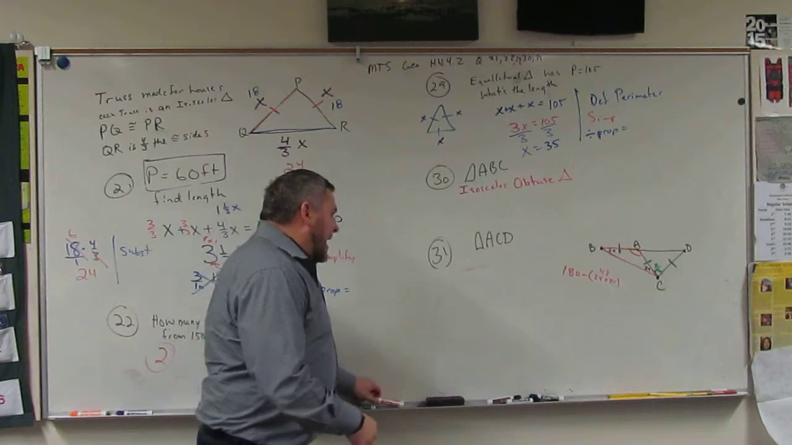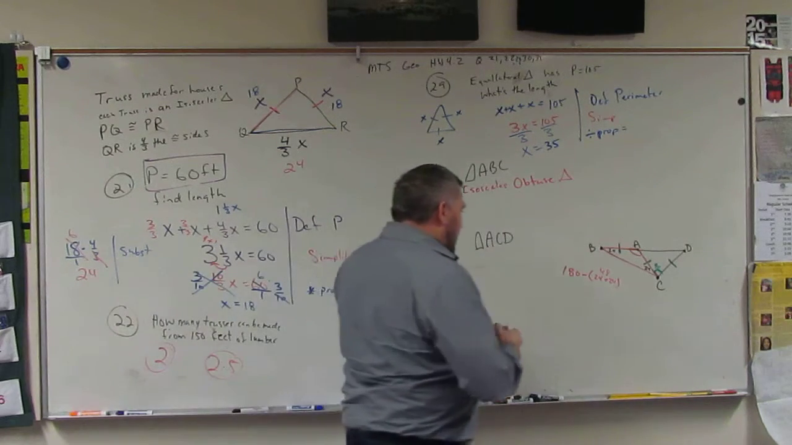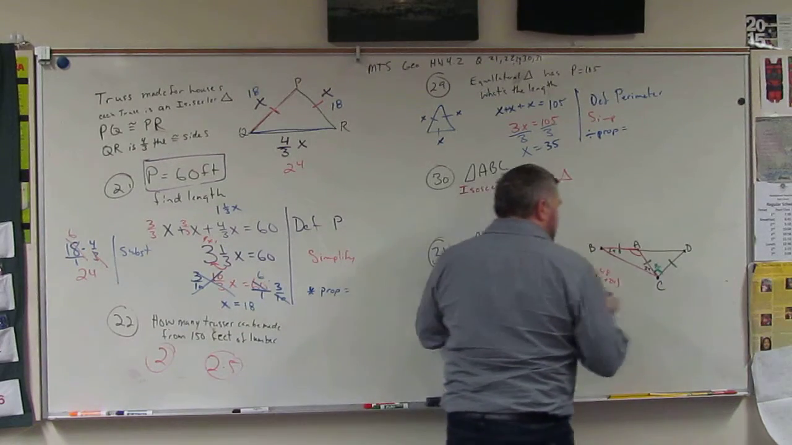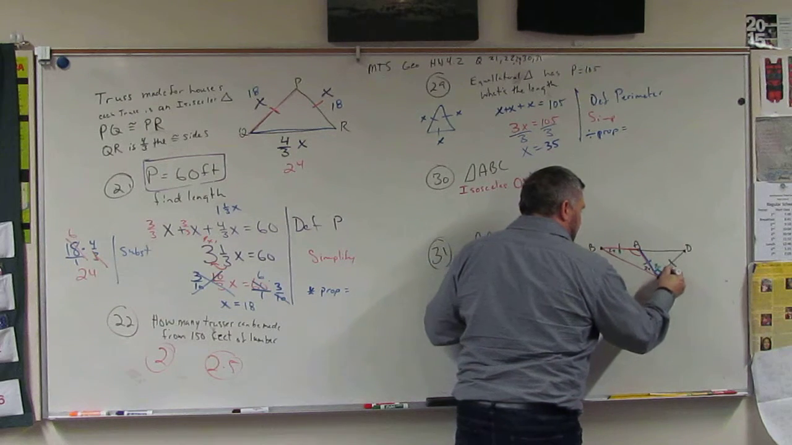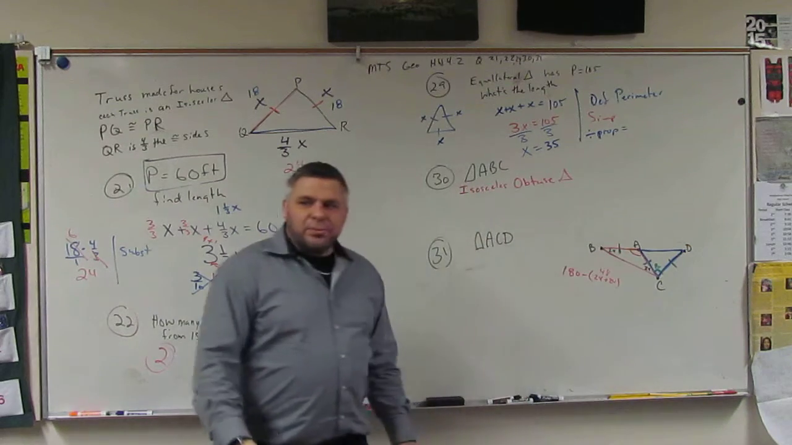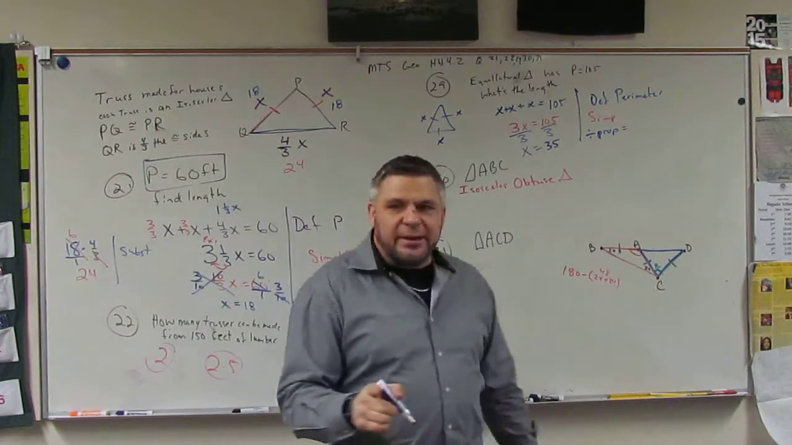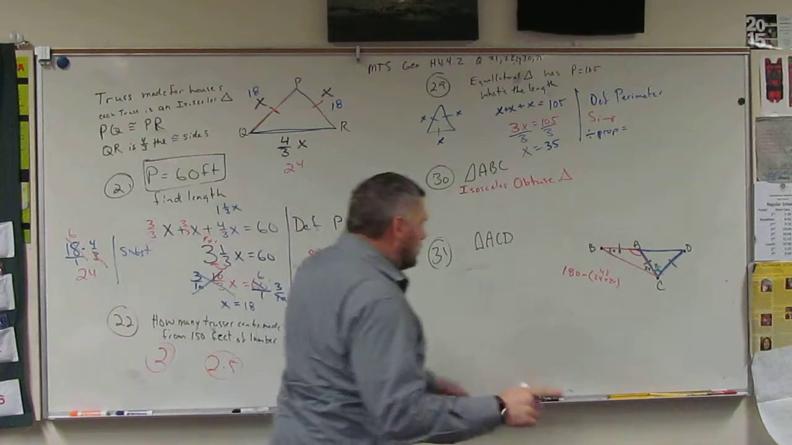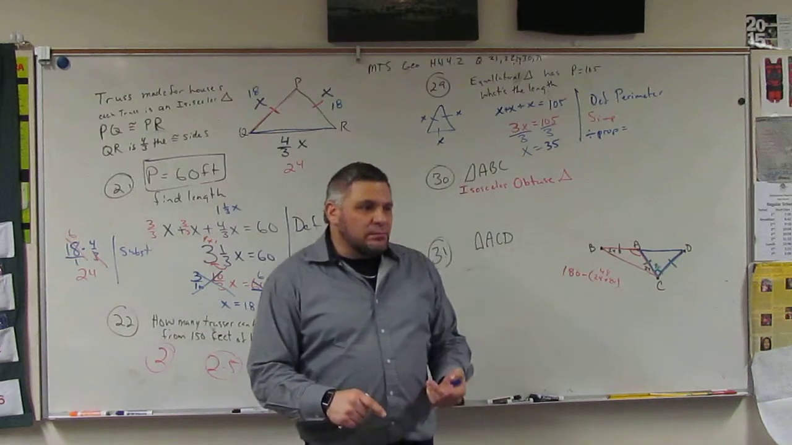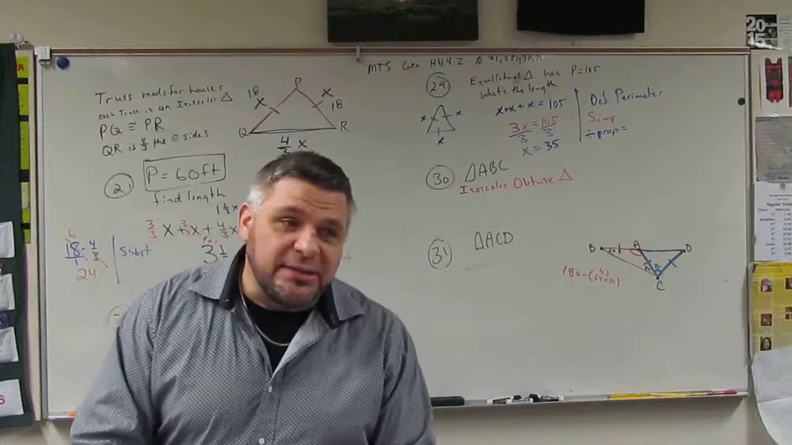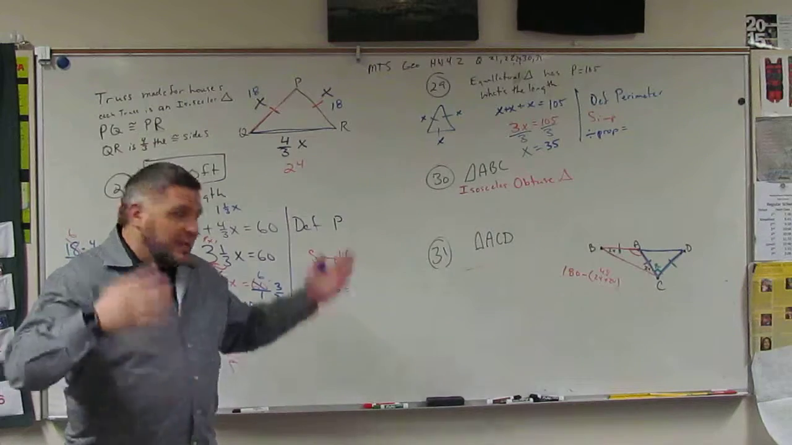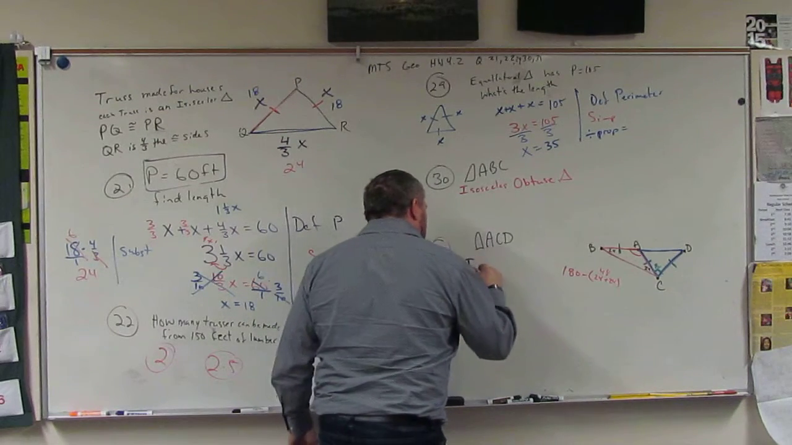Alright, next one. ACD. Okay? So we're talking about A, C, and D. We're talking about this guy right here. What do we know about this blue one? Does it have two sides that are the same? All the sides different? Or three sides that are the same? What do we know? It's isosceles, okay?